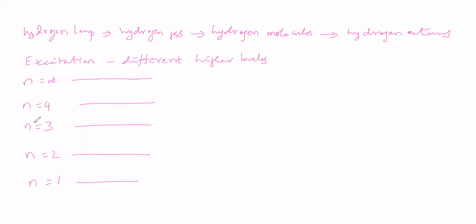Now, let us see the proportion of electrons in these levels. The first level we need not take because it is the ground state. We will leave it. Now we will take n equals 2 to n equals infinity. These levels we will take.